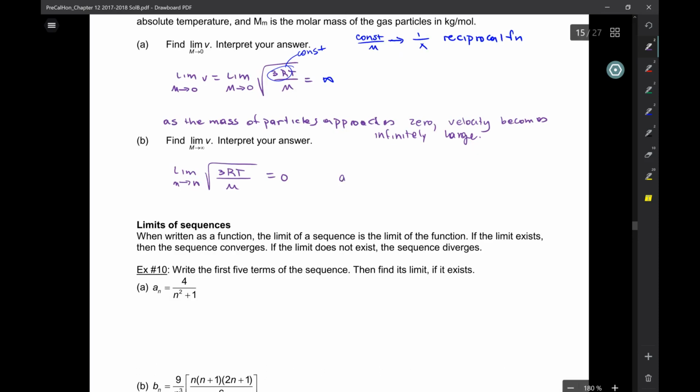So as the mass of particles gets infinitely large, their average velocity approaches 0.